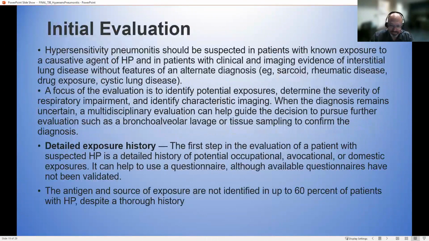Initial evaluation. So I think first and foremost you have to think about it and think it's out there. Think it's a possibility. Put it on the differential.